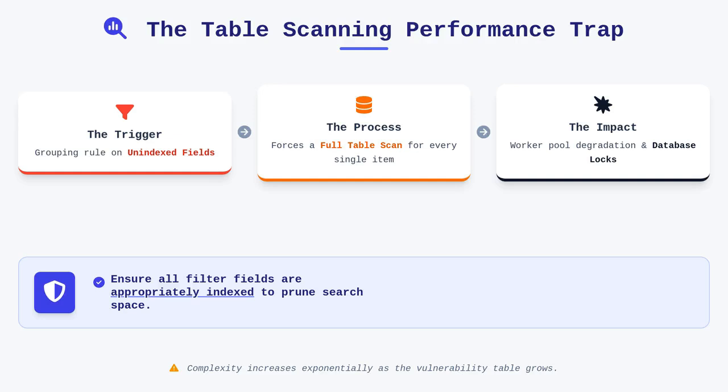To mitigate this, you must ensure that all fields used in your grouping rule filters are indexed appropriately. You should frequently review the system logs to identify queries that exhibit high execution times, as these are often indicators that the database cannot resolve the filter path without a full scan, ultimately causing locks that delay other critical tasks.